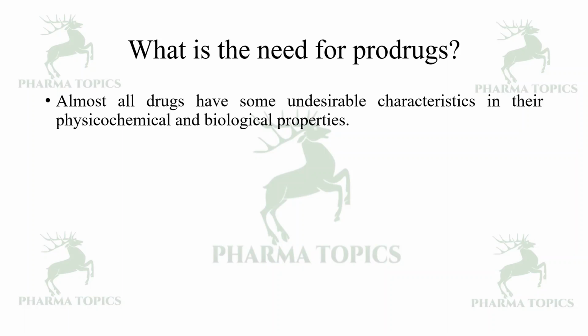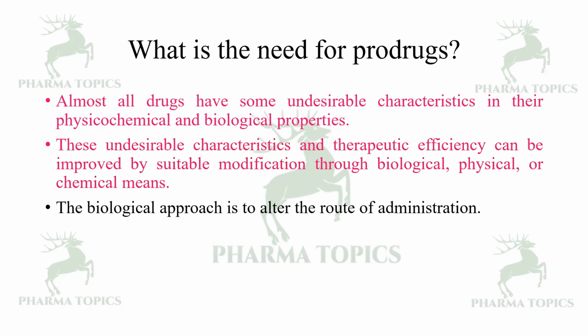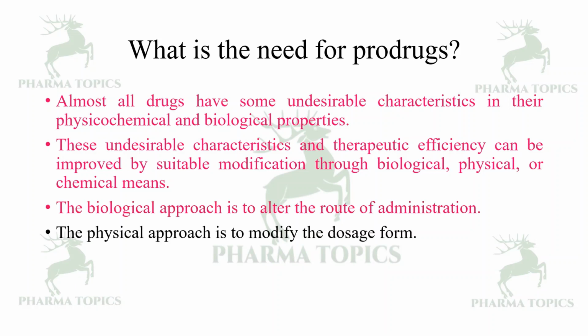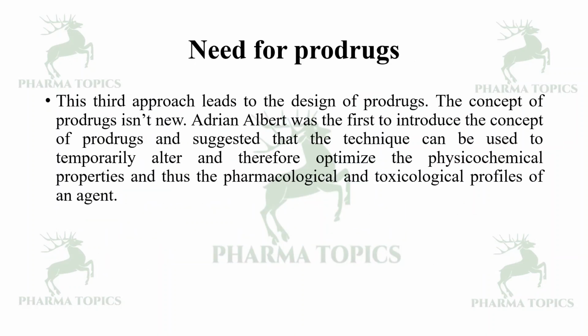Almost all the drugs have some undesirable characteristics in their physicochemical and biological properties. So, these undesirable characteristics and therapeutic efficiency can be improved by suitable modification through biological, physical, or chemical means. The biological approach is to alter the route of administration. The physical approach is to modify the dosage form. The third approach is to enhance the drug selectivity while minimizing the toxicity. So the third approach leads to the design of prodrugs.